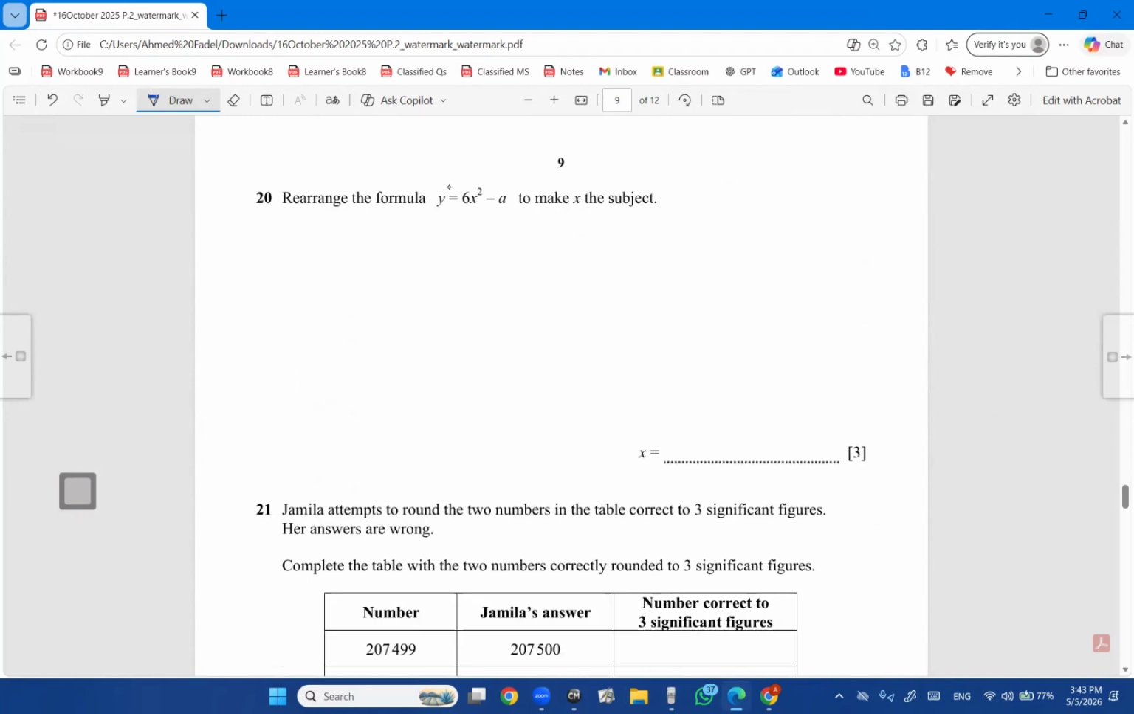Rearrange the formula to make x the subject. So, mister, I love to switch first. I make x on the right side. This just makes me feel more comfortable.